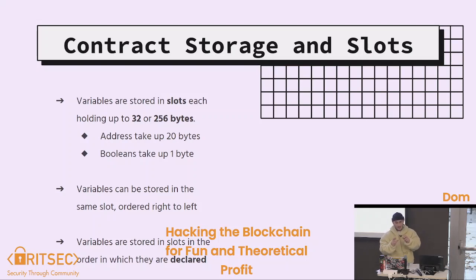And from the order of declaration, so top-down declaration, it will go ahead and add these variables into the slots. And it will go from right to left, adding these variables that are declared, and each variable has a certain size. So addresses take up 20 bytes, booleans take up 1 byte, etc. And so we'll add the one variable into the 0 slot, and then if there's any space left in it, it'll continue adding all the rest of the variables until that one slot is full, and it'll move on to the next one.